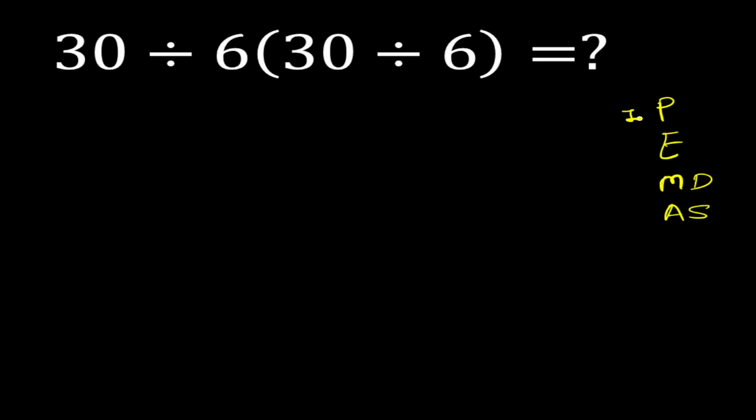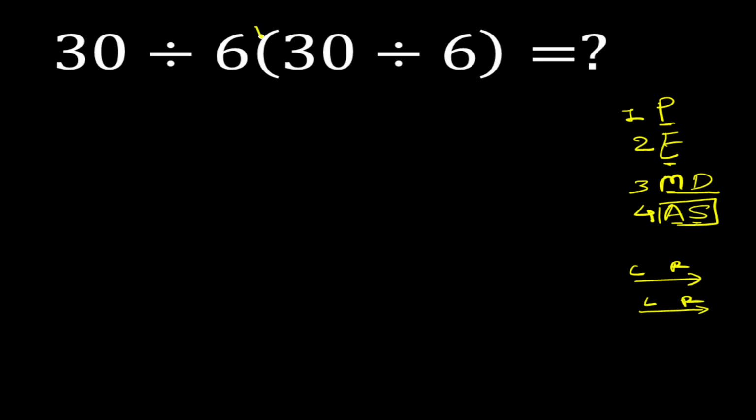According to PEMDAS, first priority is parenthesis, second priority is exponents, third priority is multiplication and division. Here multiplication and division both have equal priority, so we have to solve it from left to right. Then fourth and last priority is addition and subtraction. Also addition and subtraction both have equal priority, so we have to solve it from left to right.